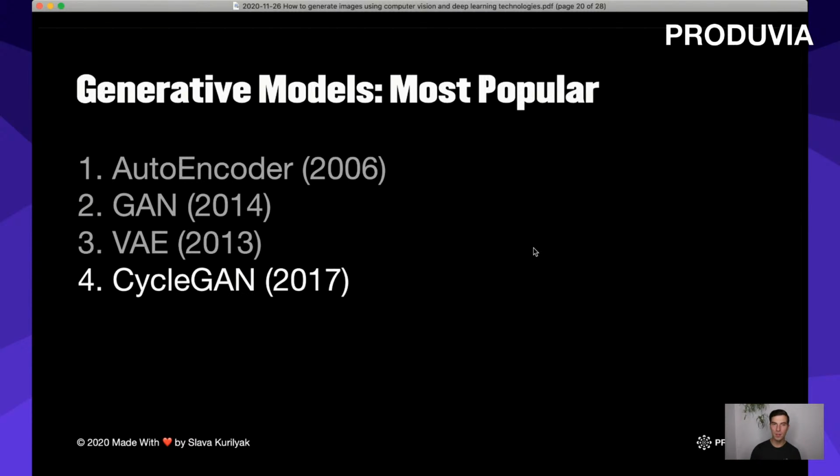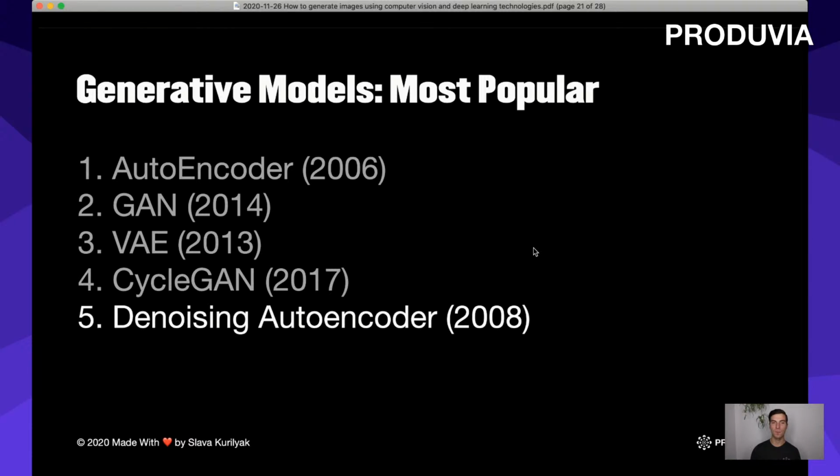So the fifth and final is the denoising autoencoder, and that's a mouthful as well. That architecture came out after the most popular architecture, the autoencoder, in 2008. This model was released slightly before the variational autoencoder, or VAE, but it is another very commonly used architecture that is quite useful for anyone interested in generating data, or in this case, generating images.